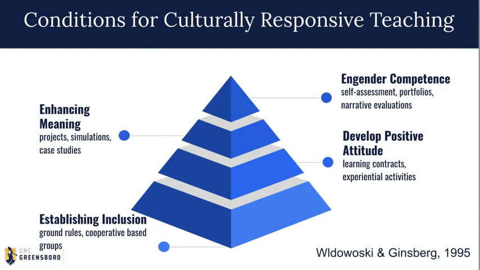I also like to think about how I set up my course to make sure that I have the foundations of culturally responsive teaching. Number 1 was establishing ground rules. Number 2 is helping them develop a positive attitude about their learning experience in the space that we're in. That includes learning contracts and creating experiential activities. I also have to help them deepen their learning, enhance the meaning of the things we're doing, and that can be done through projects, case studies, and simulations. And I've got to think about multiple modes of learning in that.